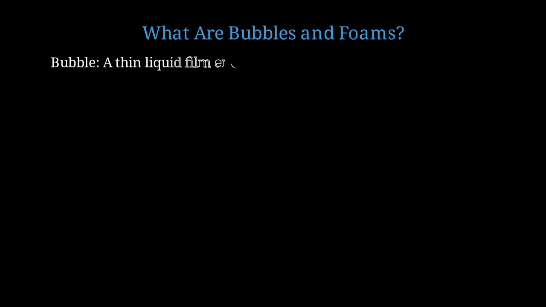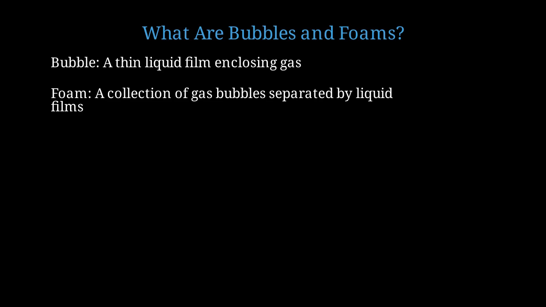A bubble is a thin liquid film that encloses a volume of gas. Think of a soap bubble floating in the air. It's essentially a spherical shell of soapy water surrounding air. A foam is a collection of many gas bubbles separated by thin liquid films. Examples include shaving cream, the head on your beer, or the foam in a fire extinguisher.